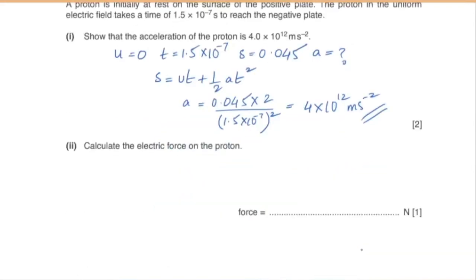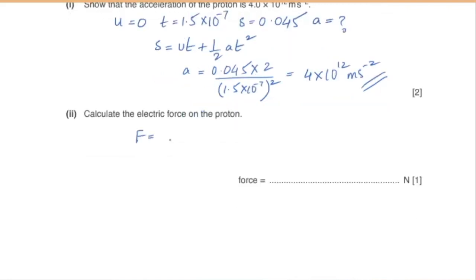Part 2, calculate the electric force on the proton. So resultant force is equal to mass into acceleration. The resultant force that acts on the proton is only due to the electric field. So mass of the proton is 1.67 into 10 to the power of negative 27, and the acceleration with which it moves towards the negatively charged plate is 4 into 10 to the power of 12. And hence the resultant force that acts on the proton is 6.68 into 10 to the power of negative 15 newtons.